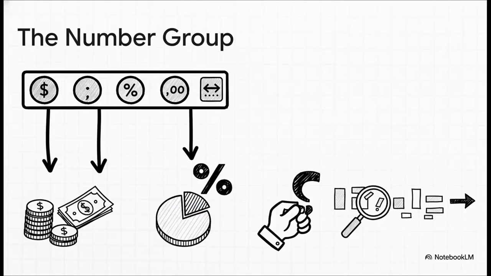And for the last stop on our little tour of the ribbon, we have the number group. And this is a big one. It's super important. This is how you tell Excel what kind of numbers you're dealing with. Are we talking about money or percentages? Are they just plain old numbers?